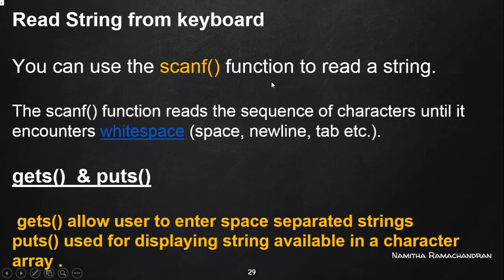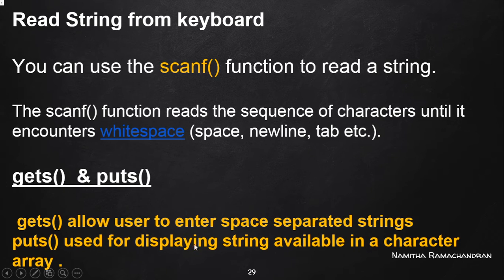For reading a string, the scanf function reads the sequence of characters until it encounters a white space. Whenever it identifies a space, new line character, tab, etc., it stops reading and stores only the characters read until it found the white space. To avoid such a problem we can use another function, the gets function.